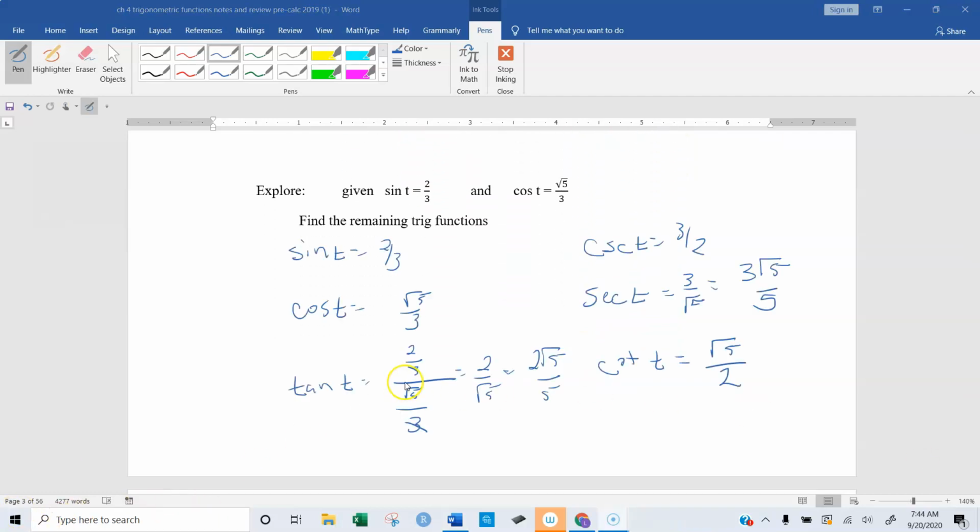Okay, I hope you did a good job. Sine and cosine I just rewrote. Cosecant, we inverted sine. Cosine, we inverted, for secant, we inverted it and then rationalized our denominator. Tangent, we took the sine divided by the cosine. We had the same denominator, so they canceled. Then we rationalized our denominator and did the reciprocal for cotangent.